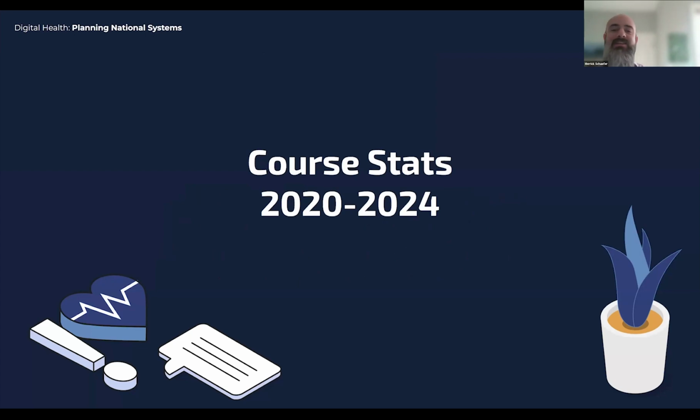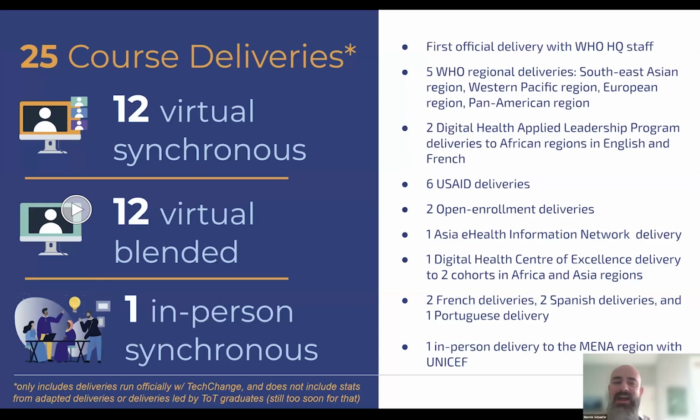What have we actually done with this course? We have done 25 course deliveries at this point. Many of those deliveries had 100 students each. 12 of them were synchronous and virtual, meaning that there were live lecturers walking through the lecture material. And 12 of them were what we call the blended modality, where the participants saw the lectures and took them at their own pace. But in both of those, they came together in groups to do the activities. And then we did one in-person synchronous, meaning live in person. Went to Cairo, and the team there delivered it with a whole bunch of folks in the region.